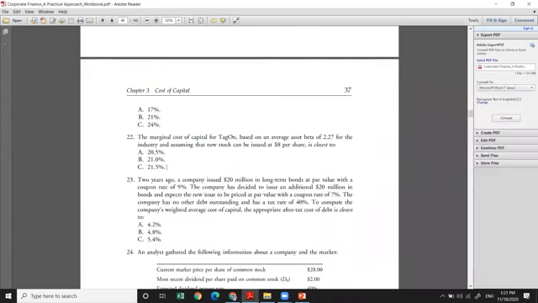Okay. Question 22. The marginal cost of capital based on the average asset beta, which is 2.27, for the industry, assuming the new stock can be issued at $8 per share. So we are asked to calculate the weighted average cost of capital. It is the same as the marginal cost of capital. So we need to know the debt equity ratio, the proportion of debt and proportion of equity. We need to estimate the cost of debt and cost of equity separately, having the information given above.